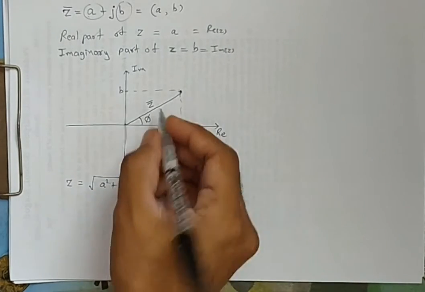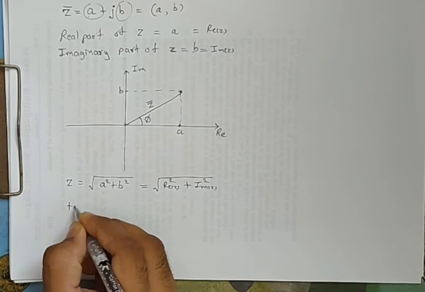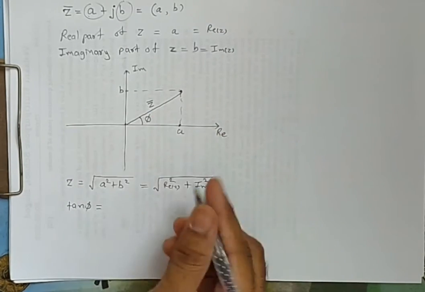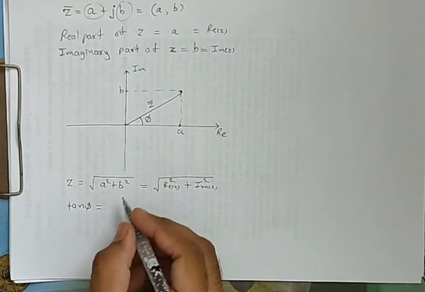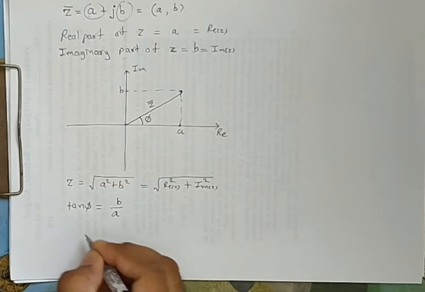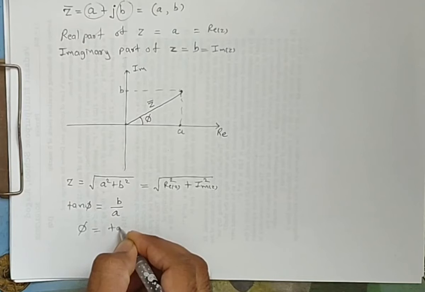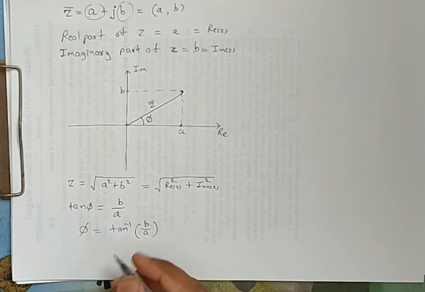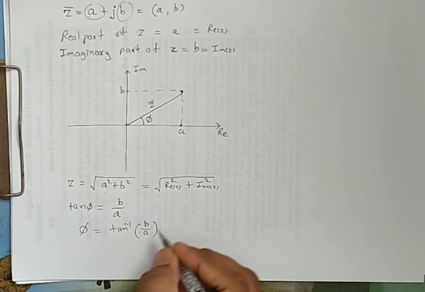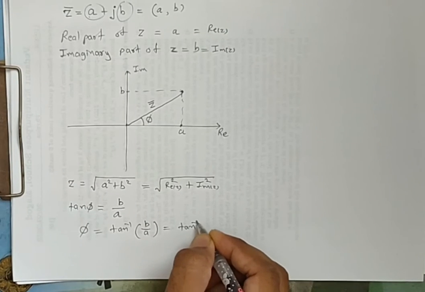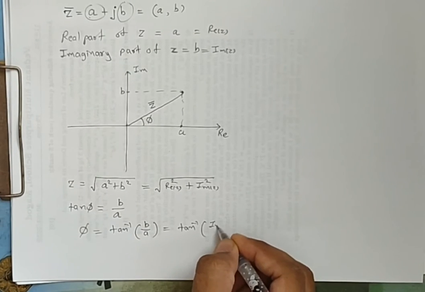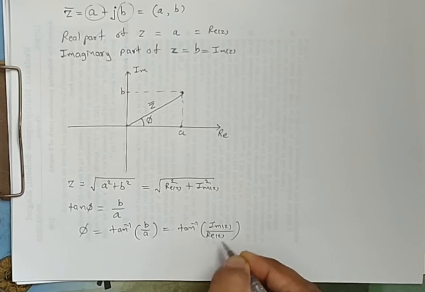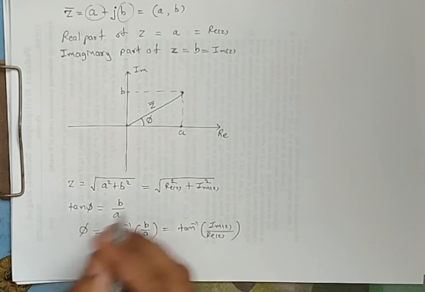Now how to find this phi? So write down tan phi. Tan phi is equal to opposite by adjacent. The opposite side is b, and the adjacent is a. So phi you can write as tan inverse of b by a. You may also write this equation in the form where b is the imaginary part and a is the real part. So you can also find this phi angle with this number only.